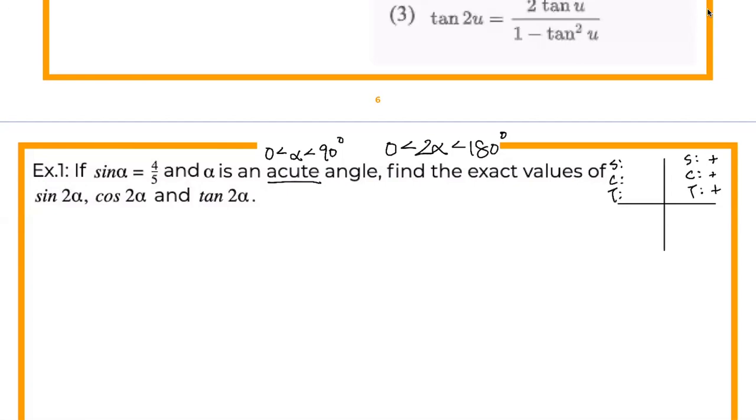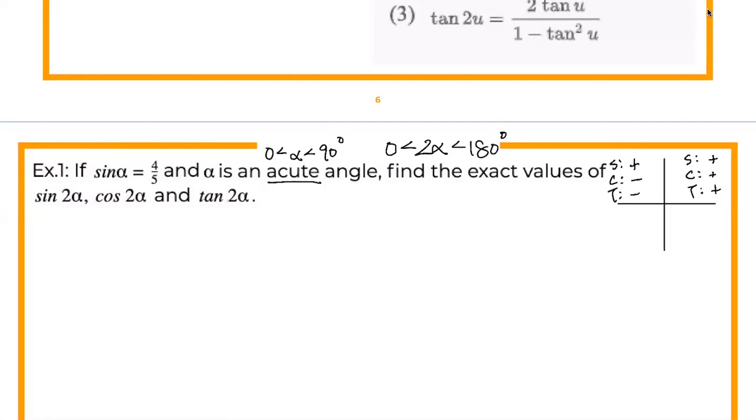What about sine in the second quadrant, positive or negative? Positive. It's positive. Good, because sine is the y value and it's above the x-axis, so it's still going to be positive. What about cosine? Negative, because we've got a negative x value. Good. And what happens when we take a positive and we divide it by a negative? Negative. Good. So our tangent is going to be negative.